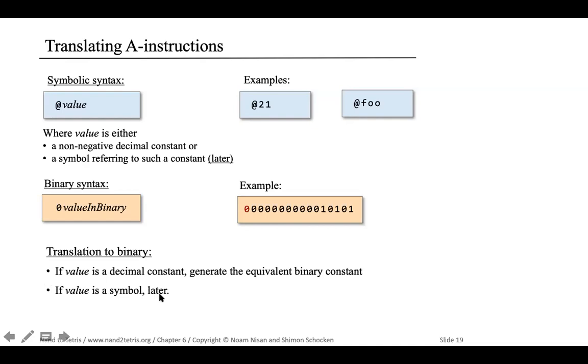So if a value is a symbol, well, we'll push that discussion to later. That means what if you see some characters after at? Then those characters, that means non-numeric quantities, can fall into three categories: inbuilt symbols, variables, or labels. So we'll talk more about that later.